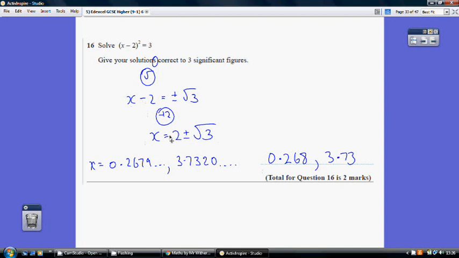So putting both of these possibilities into my calculator, first of all I've done 2 take away root 3, giving me 0.2679... And secondly I've done 2 added to root 3, giving me 3.7320... So each of these to three significant figures is 0.268 and 3.73.